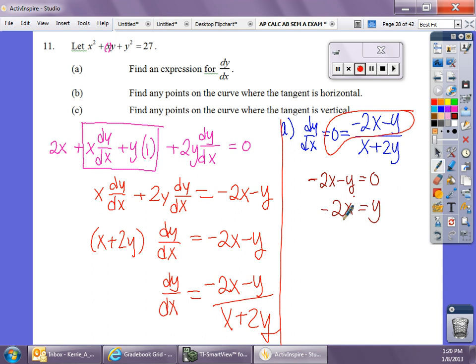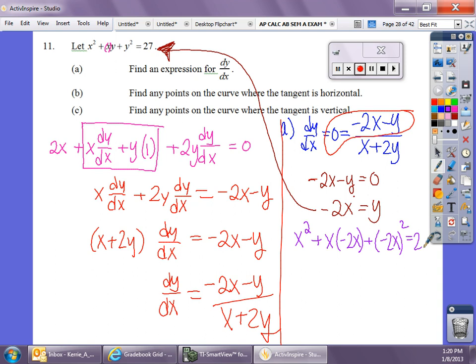Since I can't solve that yet, I'm going to put that back into the original. The reason you can do that is because the point of tangency is an intersection point between the derivative and the curve itself. So I get x squared plus x times y, negative 2x, plus y squared, negative 2x squared, equals 27. So we get x squared minus 2x squared plus 4x squared equals 27. So we get 3x squared equals 27. X is equal to plus or minus 3.